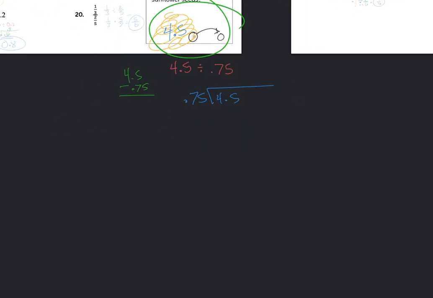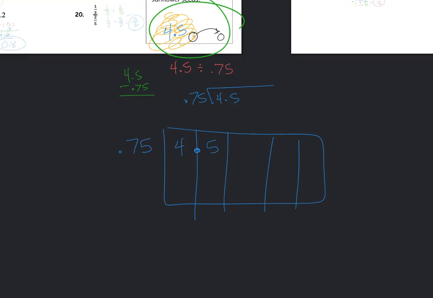You know what? We'll do the box for you. How about that? So here's a box. 4.5, right? Let's move our decimal twice. There's the decimal. So we're going to end up getting a 0 here. How many times does 75 go into 4? None. And same thing for 45. But how many times can 75 go into 450?